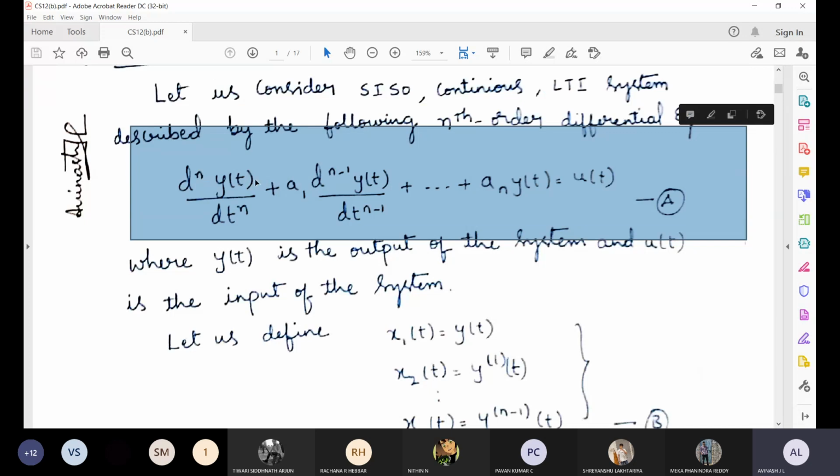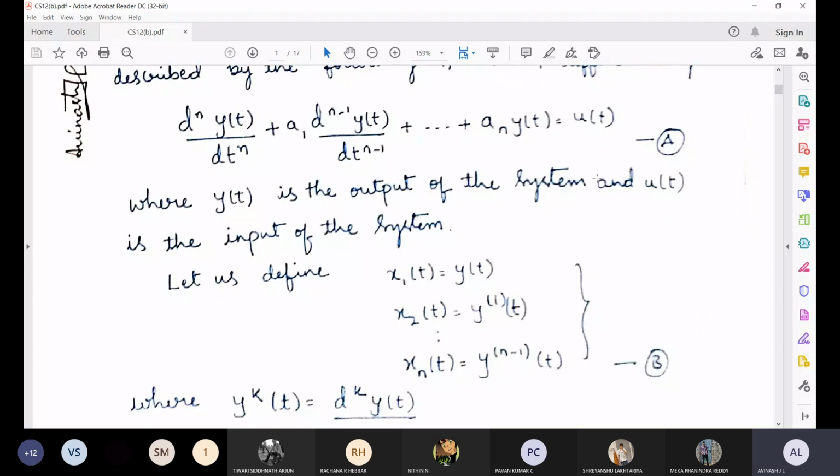What is the equation we have taken? d to the power of n y of t divided by dt to the power of n, plus a1 into d to the power of n minus 1 y of t. The order reduces by one degree as the equation moves towards the right hand side. On the LHS you see y of t, where y of t is the output of the system and u of t is the input of the system. Here a1, a2, an are the coefficients. That is exactly the nth order differential equation for the linear time invariant system.